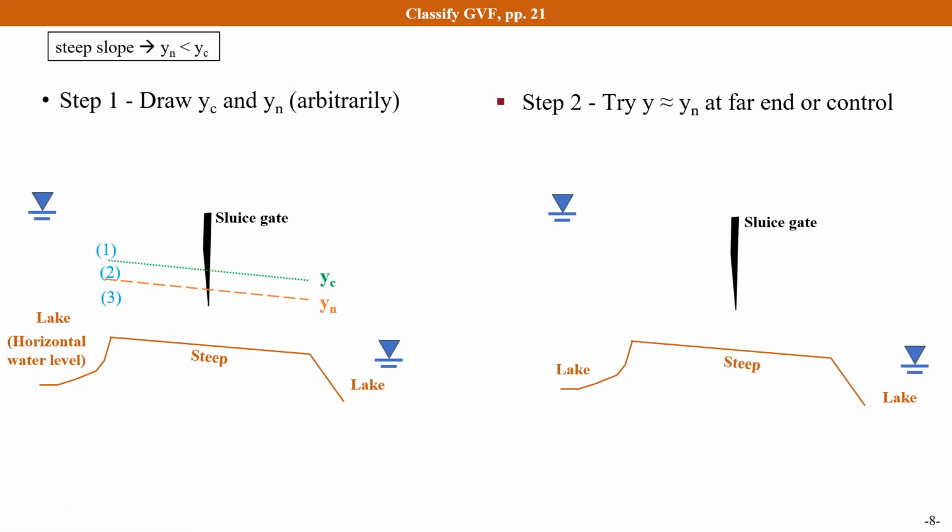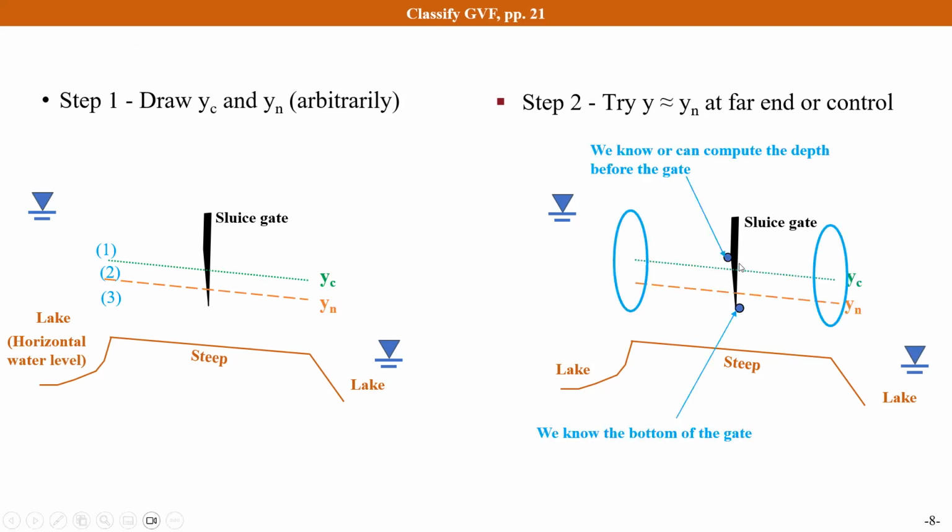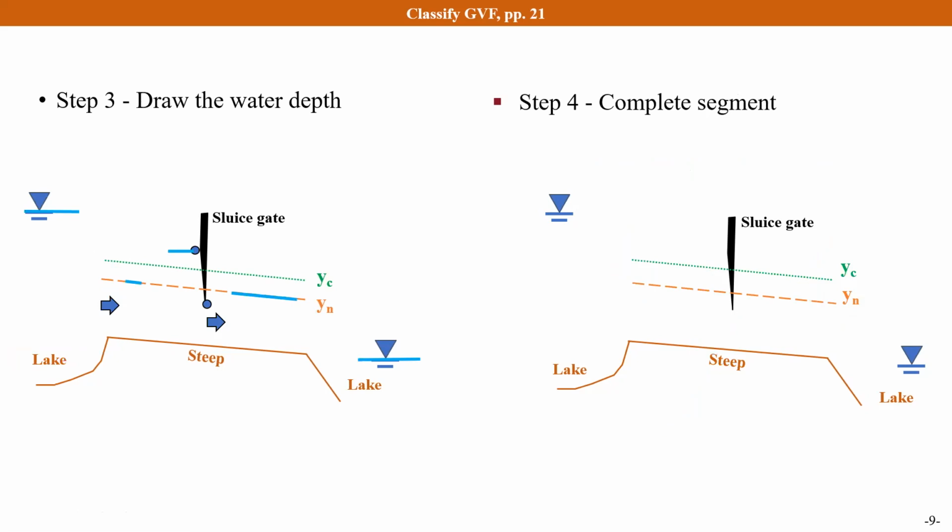After that, we can assume that the actual depth at the far end is close to the normal depth. Because in this scenario we know the depth before the gate and the depth at the bottom of the gate, we can add these two points as control points. After we have the two control points and the actual water depth at the far end, we can draw the water depth. So the next step is to complete the segment.